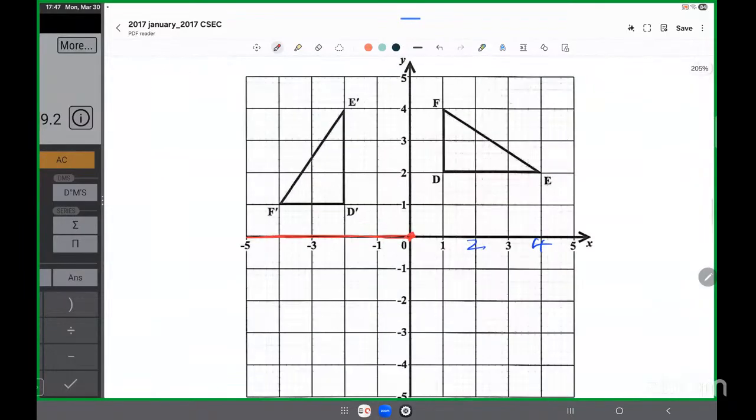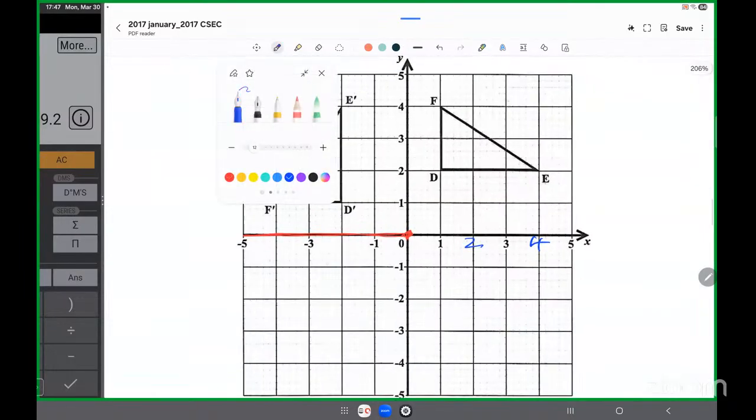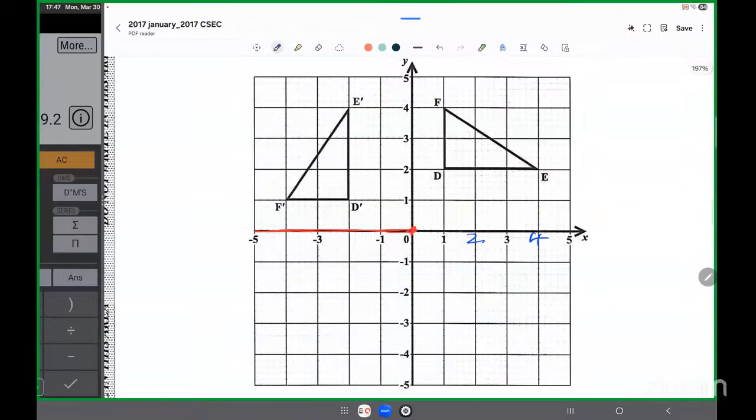But we do a reflection with one point at a time. Image distance equals object distance. So D, for example, is 1 unit from the mirror line. It's going to go 1 unit on the other side, so it's coming to here. That's where D double prime would be. Then E is 1 unit from the mirror line. It's coming 1 unit on the other side to here. That's where F double prime would be.